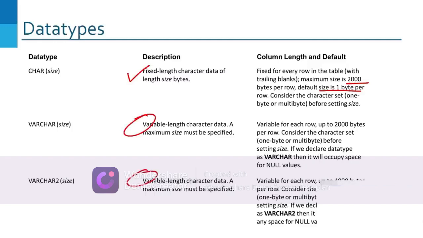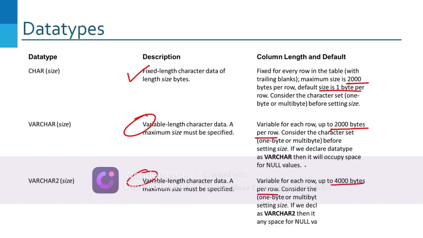That means it can be increased. Character is a fixed length which cannot be increased. Now, what is the difference between char and varchar? If you look here, the number of bytes is the difference. Char can store up to 2000 bytes per row, but varchar2 can store up to 4000 bytes per row.